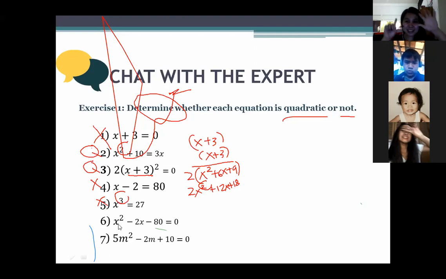Number 6. Ready? X squared minus 2x minus 80 equals 0. Very good. It's quadratic. And number 7. 5m squared minus 2m plus 10 equals 0. Very good. The highest exponent is 2. So it is quadratic. Very good, students.